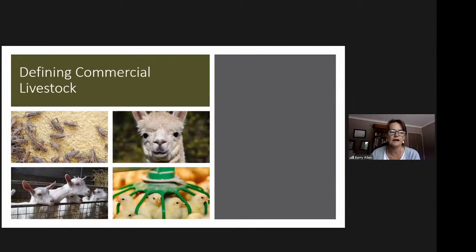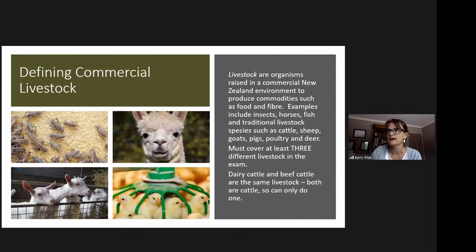Okay, so firstly, this standard requires us to understand commercial livestock. These are livestock that are raised commercially in New Zealand. These are used for commodities, or products, such as food and fibre. So this is quite a wide range of livestock. You can include insects, horses, and more traditional things such as your pigs, poultry, deer, etc.